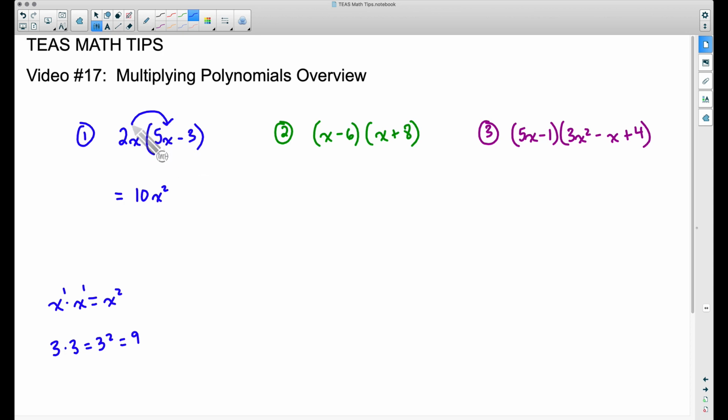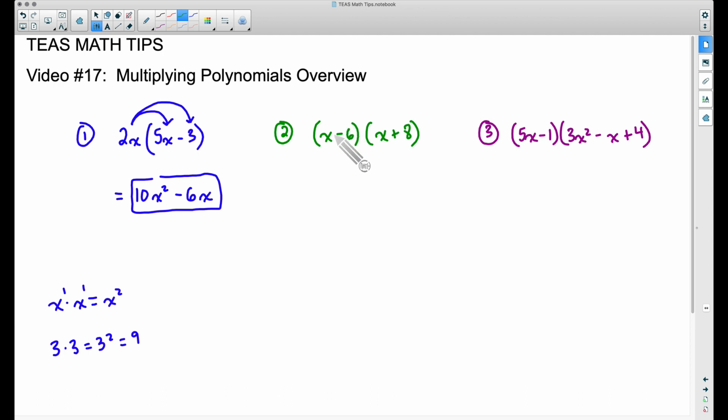because we are taking x times x. Now take this monomial, this 2x, multiply it by negative 3. 2 times negative 3 is negative 6. Make sure you watch your signs. And then we have this x, but we're not multiplying by any more x's, so we had that single x with that term. And this is our final answer for number 1.